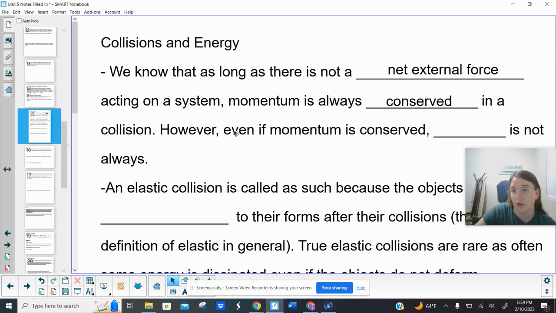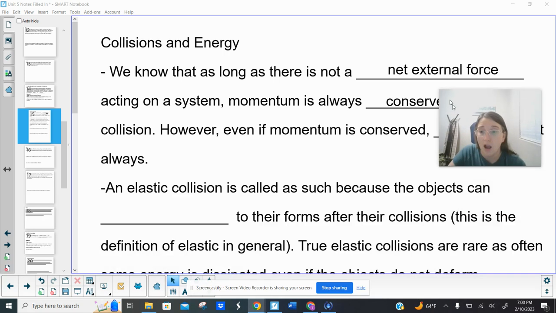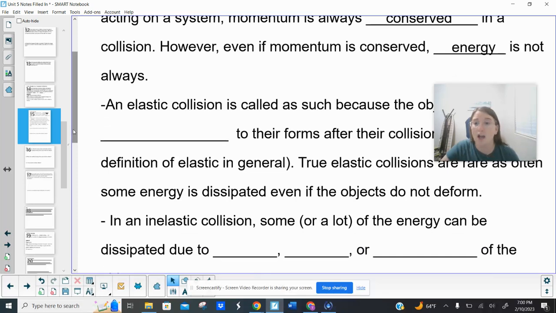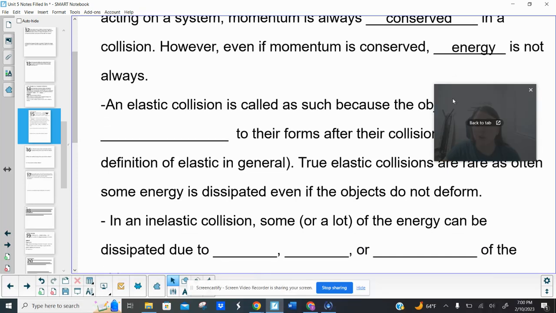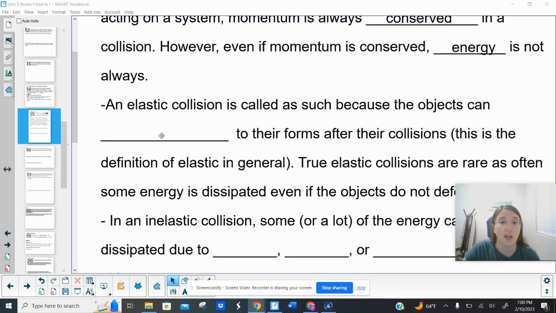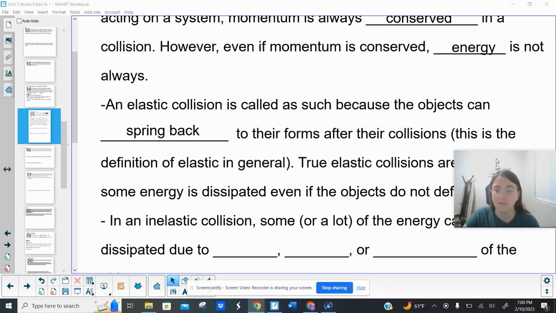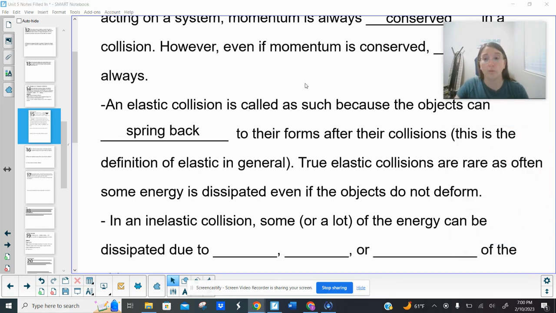However, even if momentum is conserved, that does not guarantee that energy will be conserved in the collision, because there's a lot going on in a collision that can cause some of the energy to be dissipated. An elastic collision is called as such because the objects can spring back to their forms after the collision. And this is the definition of elastic in general. To be elastic means I can let it go and it'll just spring back to where it came from. True elastic collisions are rare, as often there's going to be a little bit of energy that's dissipated even if the objects don't change shape.